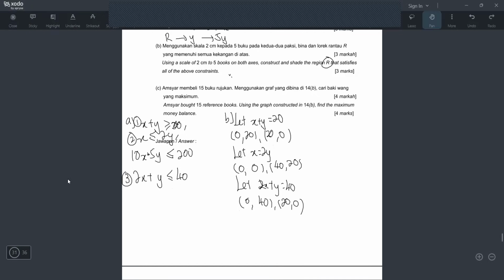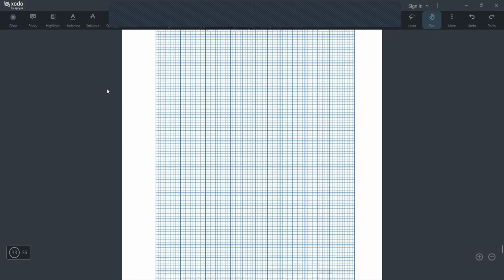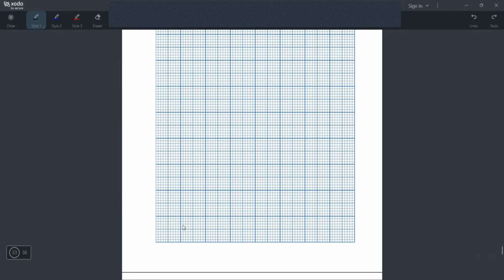Now it's time to draw on the graph paper. They already gave me the scale, 2 cm to 5 books on both axes. So 2 cm to 5 books on both axes. So let's go to the graph. I need to use 8 squares. 1, 2, 3, 4, 5, 6, 7, 8. So can I put my 0 here?